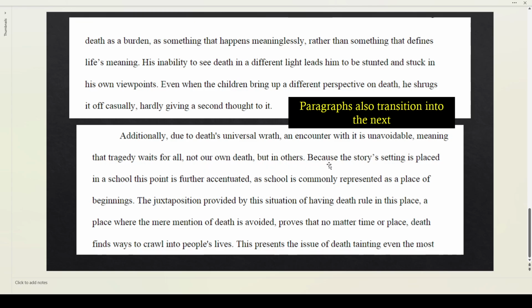So the student further goes on to say, because the story setting is placed in a school, this point is further accentuated as school is commonly represented as a place of beginnings. You see, again, the student is going back to the same process, right? Makes their claim, gives us a little bit of a summary or focus of what they're going to observe. They're going to claim a device, in this case juxtaposition again, and just further explain it. It's a really A and B step process, right? And the more you can do that per paragraph, the more successful it's going to be.